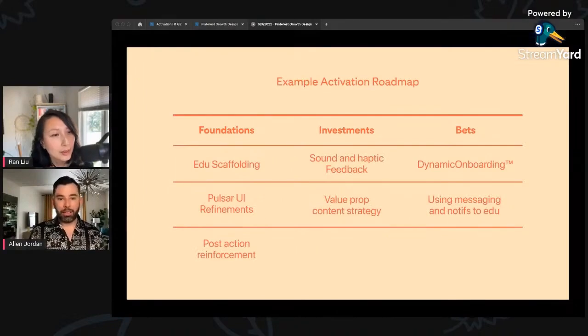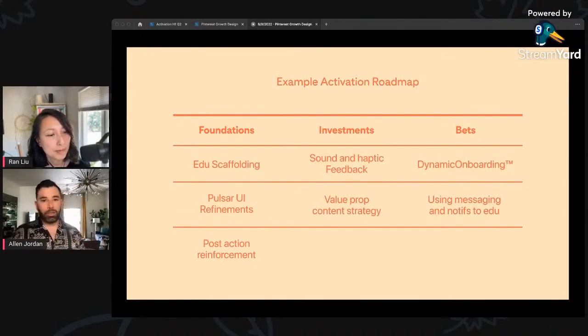And then how that looks on a very tactical team roadmap. If you look at something like this, on our activation team, we're always educating and scaffolding the user's education depending on their actions. We're refining the UI, doing things like post-action celebration. So after they save, creating their first board, celebrating it. We have things we're investing more in. One thing that we found is having sound and haptic feedback when they do a core action. Folks love it. So we're fleshing that out across platforms now.